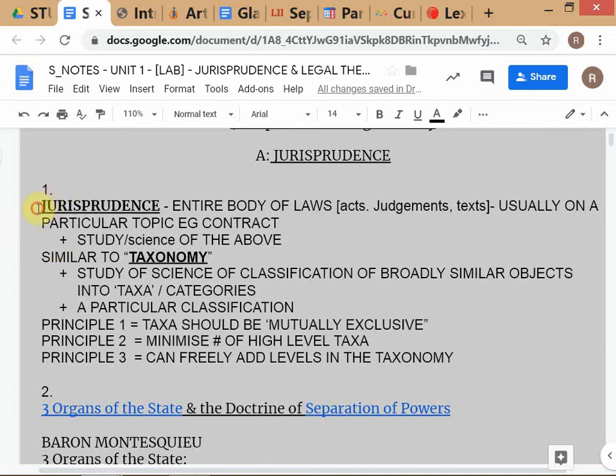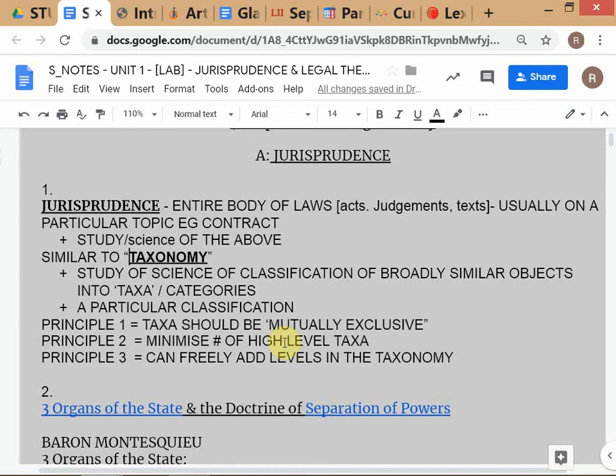Now, similar to jurisprudence, there's another word which is also used in a similar way in two senses. This word, have you guys seen this word before? Taxonomy. Walia has seen it. You're familiar? Yes. Okay, what does taxonomy mean? The effects of tax on the economy. No, that's not what it means. No, so taxonomy is as already written here in your notes.